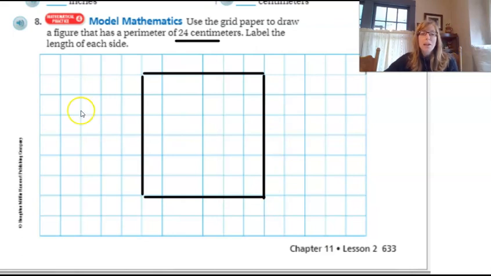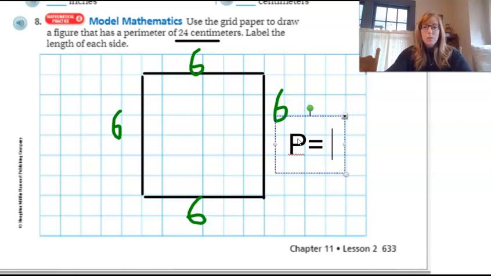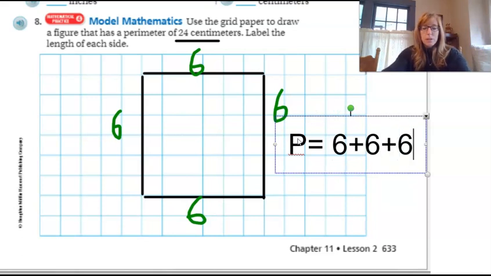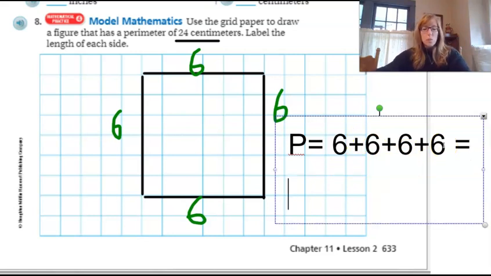So if I put in my numbers, I would say going down 6, across 6, down 6, and across 6. And I know that area equals, I'm sorry, not area, perimeter. Perimeter equals 6 plus 6 plus 6 plus 6. So 6 plus 6 is 12, plus 6 is 18, plus 6 is 24. So my perimeter equals 24.